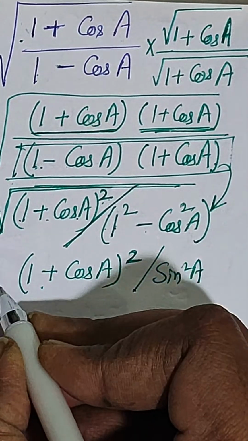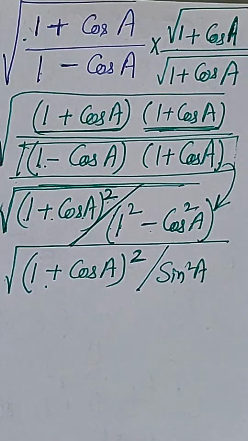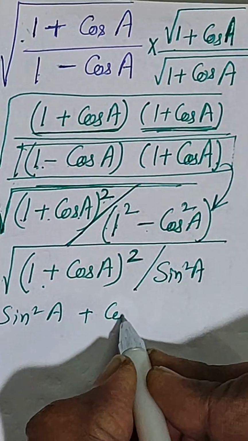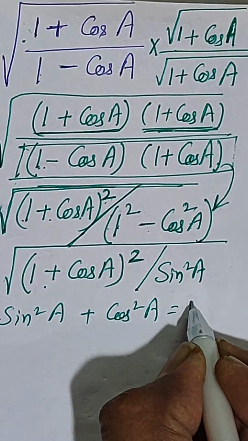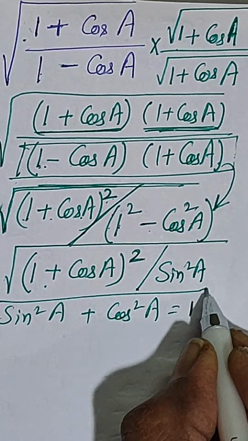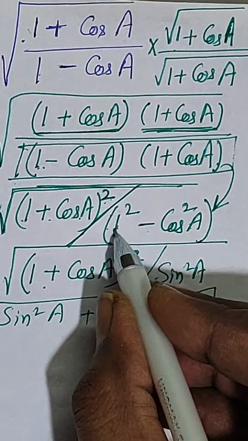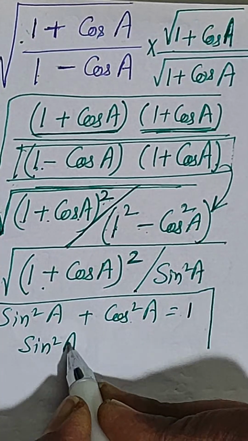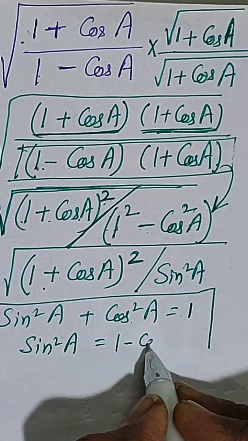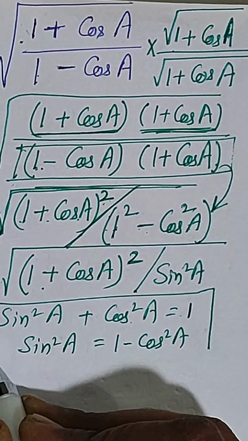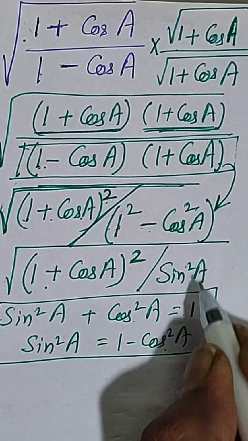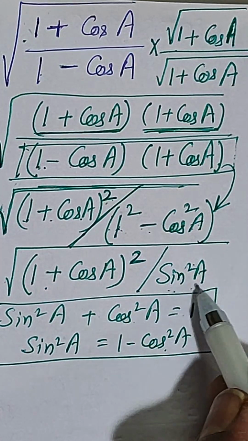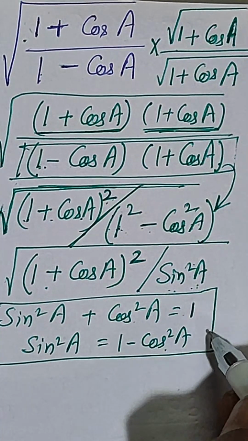Why can it be written? I am just writing you the formula. You know that sin square a plus cos square a is equal to 1, right? Since we know this, instead of 1 minus cos square a, we can write sin square a from this formula. So we use this identity over here. That's why in place of 1 minus cos square a, we have written sin square a, right? Using this one.